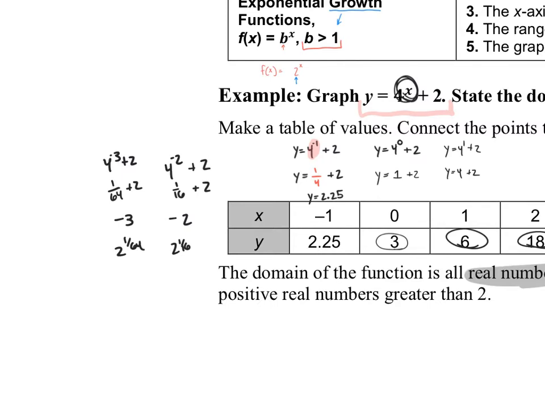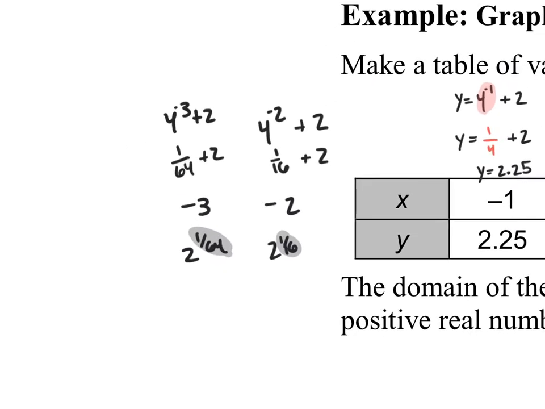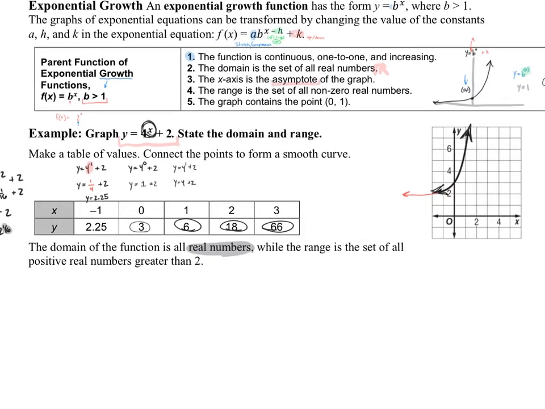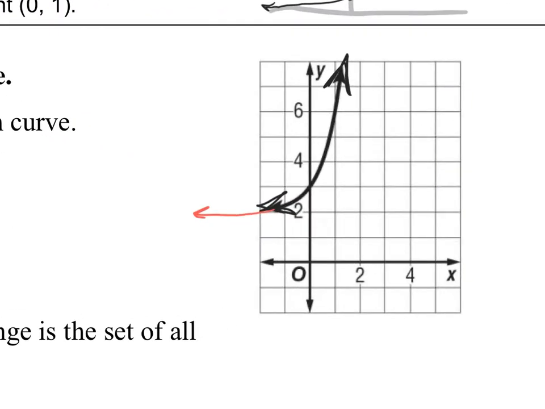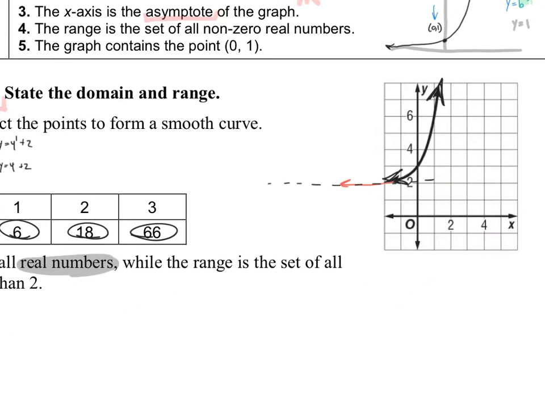And you can see that this fraction would start to get closer and closer to basically not even mattering. The next one would be 2 and 1 over 256, which is super, super close to 2. That's why this has an asymptote at this dotted line here of 2. And the way that that'll impact our range is that our y values will always be greater than or equal to 2.